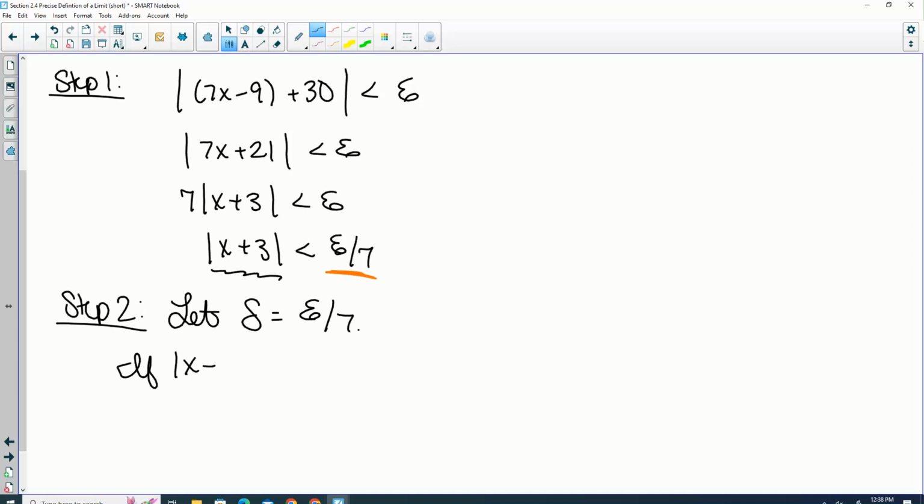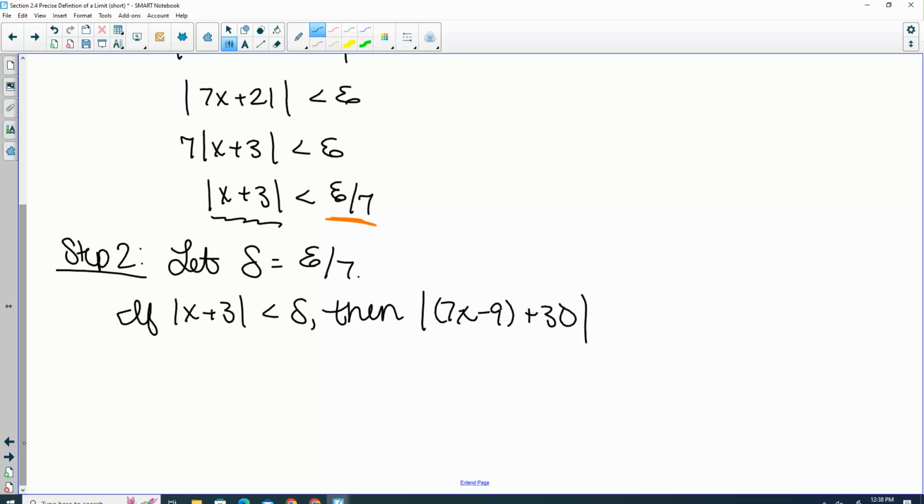If the absolute value of x plus 3 is less than delta, then the absolute value of 7x minus 9 plus 30. And now I have to work this out until I get a less than and an epsilon. So, working it out, we're going to repeat the steps from before. So you add like terms, factor out a positive 7.